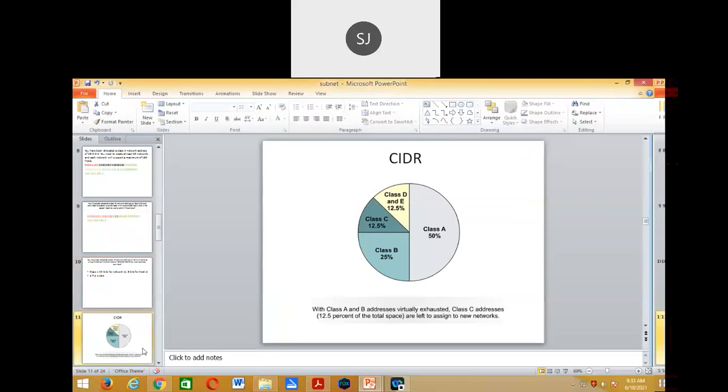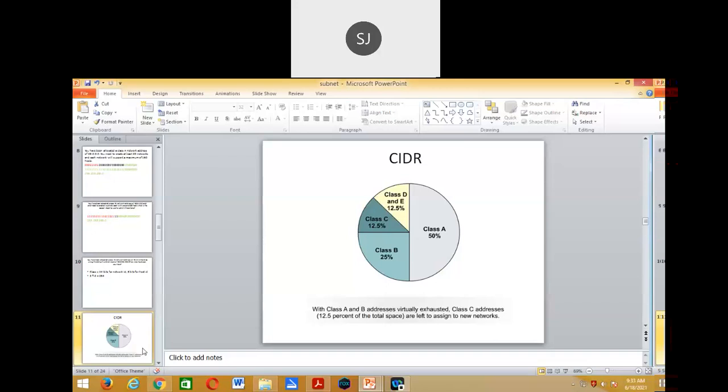So next we move on to CIDR. See, actually, see what is the problem associated with this IPv4.